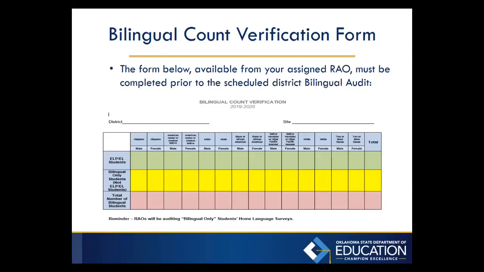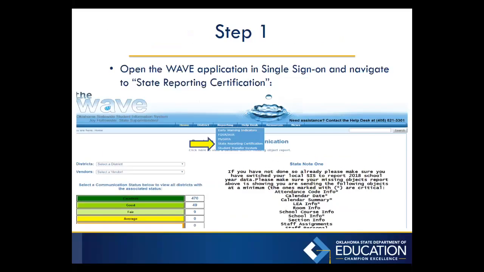The bilingual auditing process will be the same this year for the 19-20 school year as it has been in previous years. The first slide is the form that's available from your RAO, and this form must be completed prior to your RAOs coming to do your bilingual audit. This form is called the Bilingual Count Verification Form. First we're going to walk through how to fill out this form.